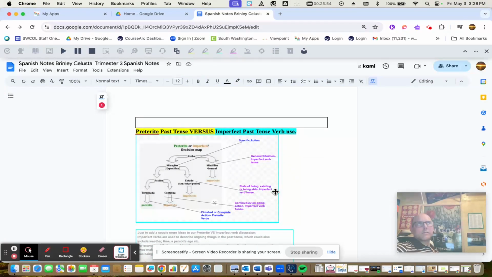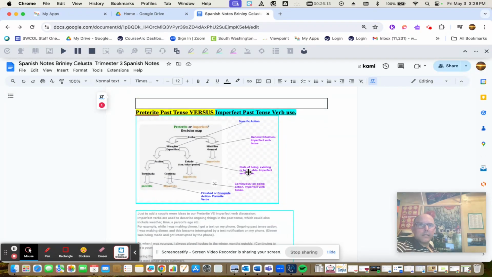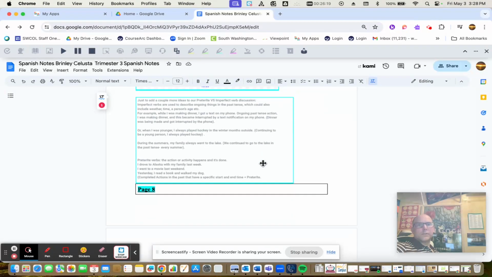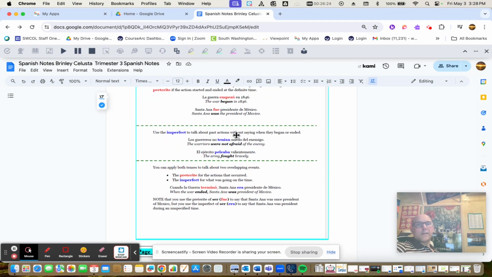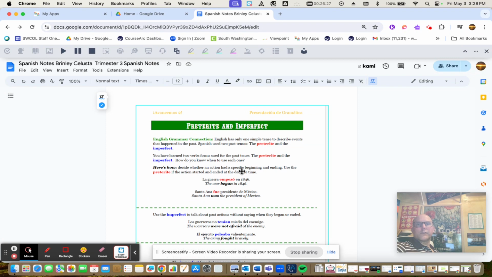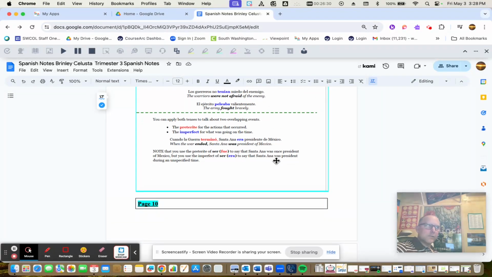And then we get into this challenging, but interesting, and a lot of thinking involved, topic of preterite past tense, which is completed final action in the past, versus ongoing past tense action using imperfect verbs. So here's a diagram that attempts to delineate and organize some of those differences between the past tense verbs, and then a bit of a summary and a paragraph as well. And then finally, what preterite verbs are versus imperfect past tense. They're both past tense, but slight differences in application.